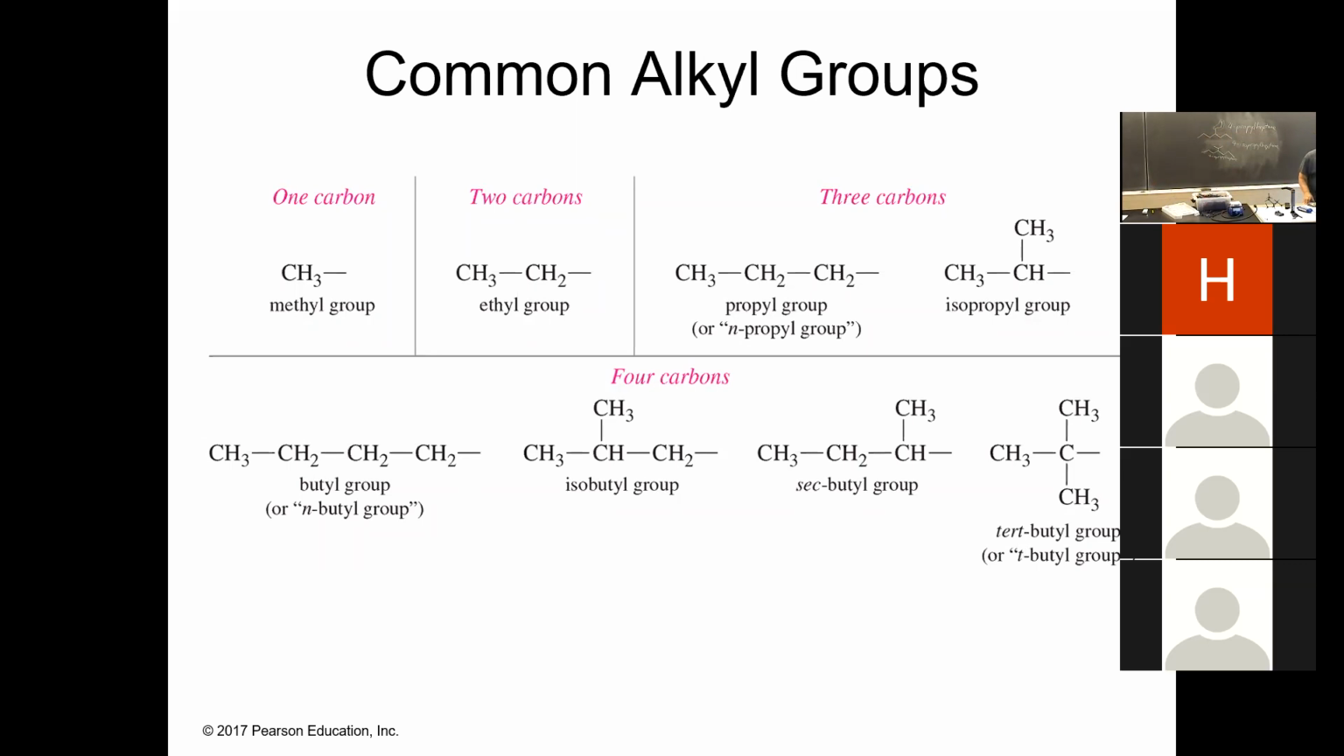Right, then we have 4 different butyl groups. We have the butyl group, where we take butane, we remove a hydrogen from the end, and this is sometimes called N-butyl. This is also called N-propyl. For emphasis, the lowercase n means normal. You don't want to use a capital N because that's nitrogen, and we'll see later on we'll have compounds that have a capital N.